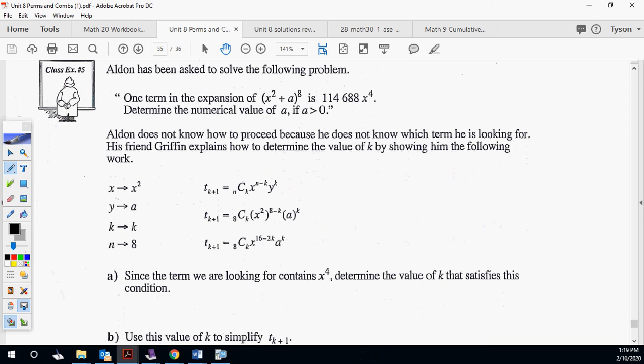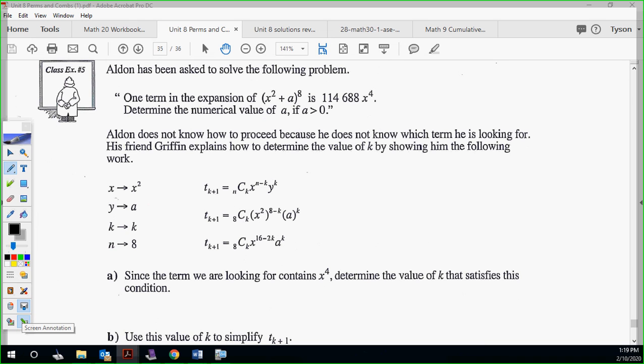All right, let's check this one out. So Alden has been asked to solve the following problem. One term in the expansion of (x squared plus a) to the 8th is 114,688. Determine the numerical value of a if a has to be positive. Alden does not know how to proceed because he does not know which term he is looking for. His friend Griffin explains how to determine the value of k by showing the following work.